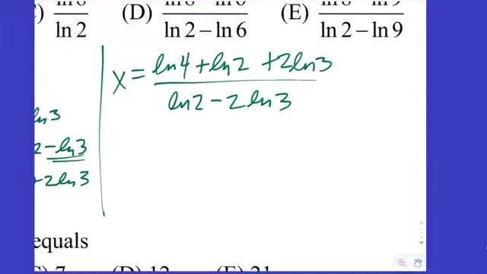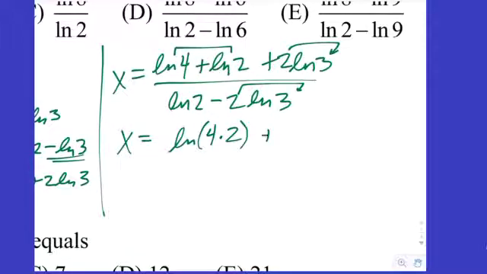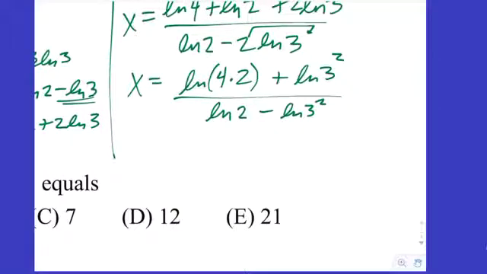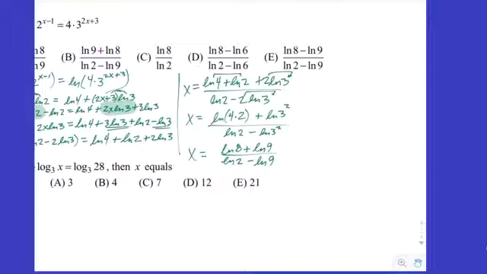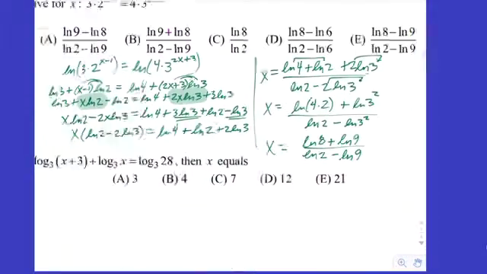So now we start condensing. So I'm going to bring this 2 up on that 3. I'm going to bring the 2 up on that 3. And then I'm going to condense those. That becomes x equals the natural log of 4 times 2 plus the natural log of 3 squared. There's the numerator now. Natural log of 2 in the bottom minus the natural log of 3 squared. And then if you simplify that, you get x equals the natural log of 8 plus the natural log of 3 squared, which is 9, all over the natural log of 2 minus the natural log of 3 squared, which is still 9. And that does come out to be answer choice B. So there's the work for it.